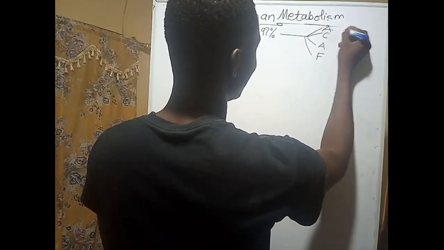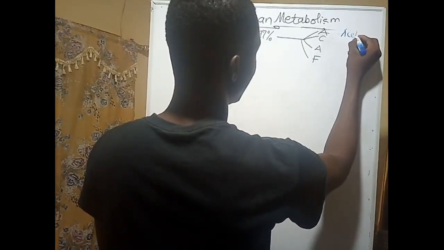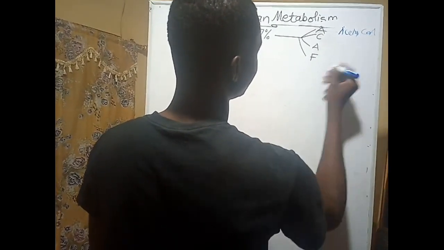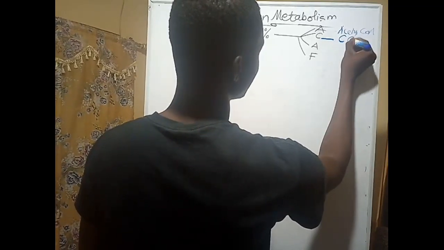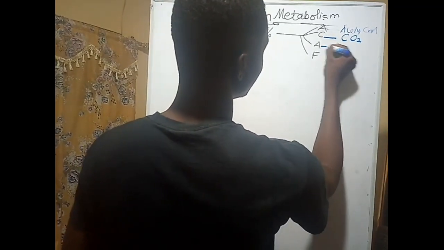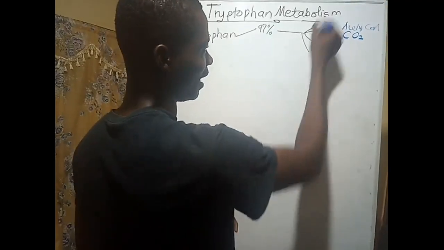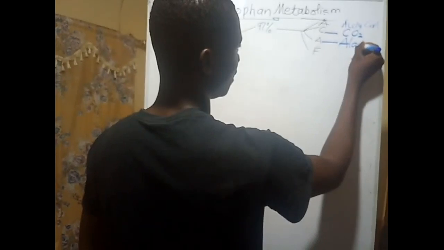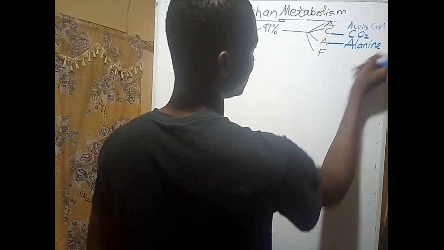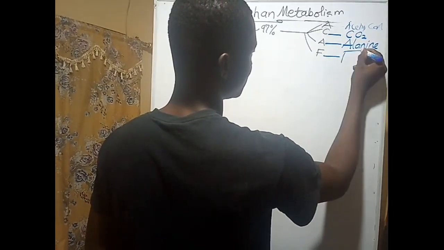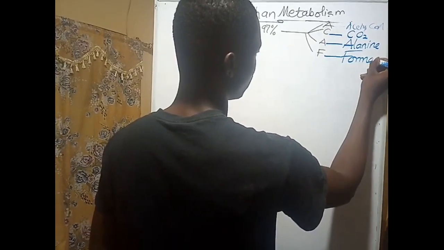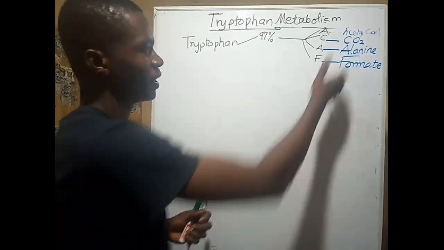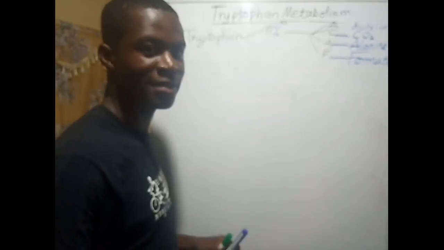Now, the A here is acetyl CoA. The C here is carbon dioxide. Another A in the acronym or in the mnemonic ACAF is alanine, another important amino acid, and then formate. About 97% of tryptophan when metabolized leads to the production of these products.